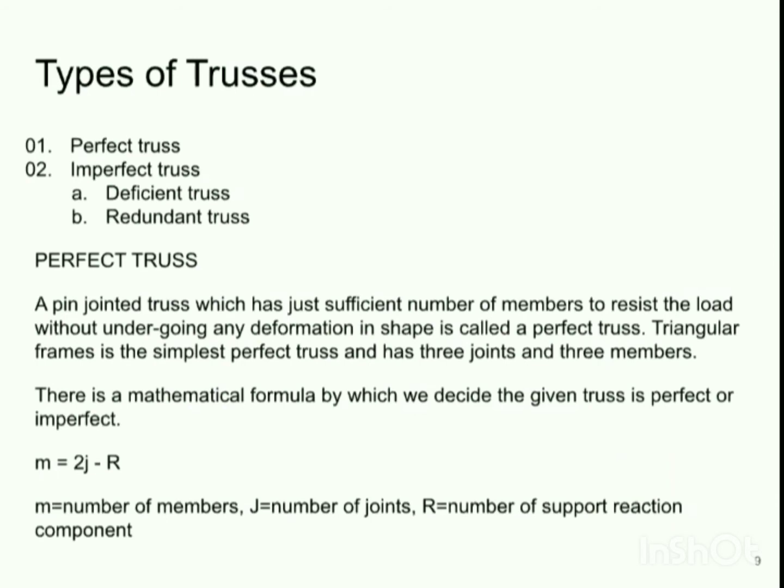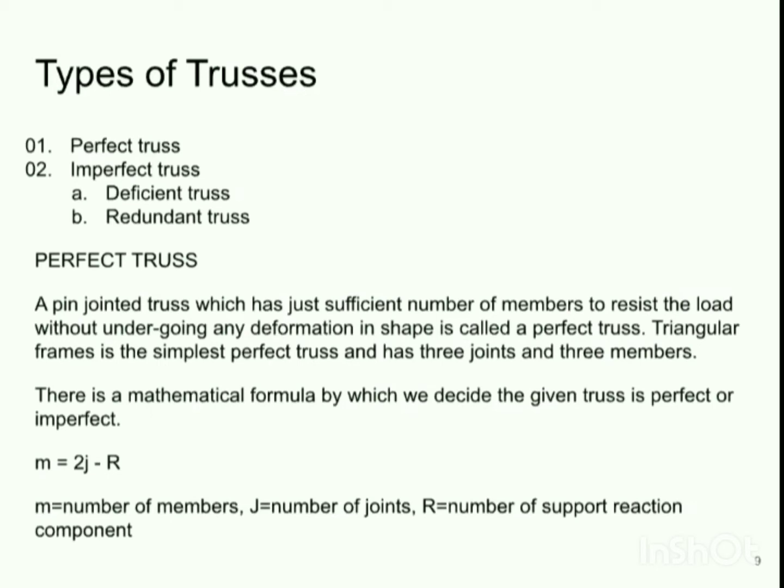Next, let us see what are the different types of trusses. Perfect truss, imperfect truss. Imperfect truss is further classified as deficient truss and redundant truss. Now let us see what is a perfect truss. A pin jointed truss which has just sufficient number of members to resist the load without undergoing any deformation in shape is called a perfect truss. Triangular frame is the simplest example of a perfect truss. It has three joints and three members. So that type of truss is the example of a perfect truss.